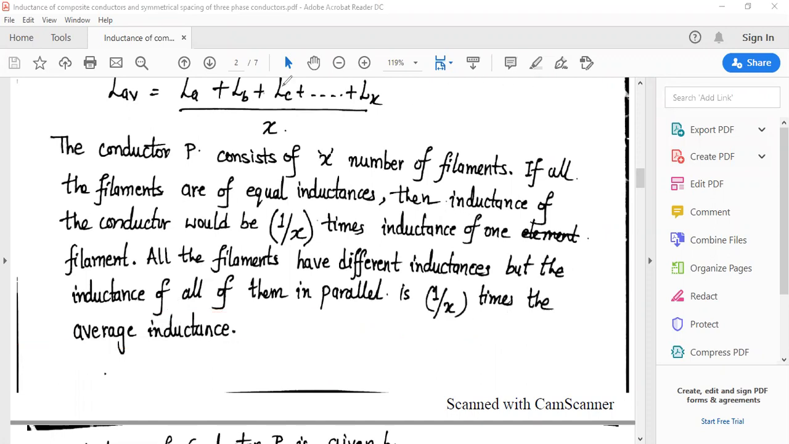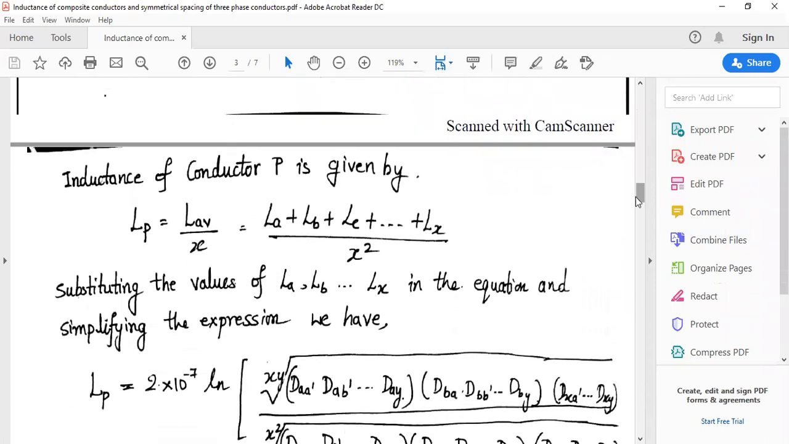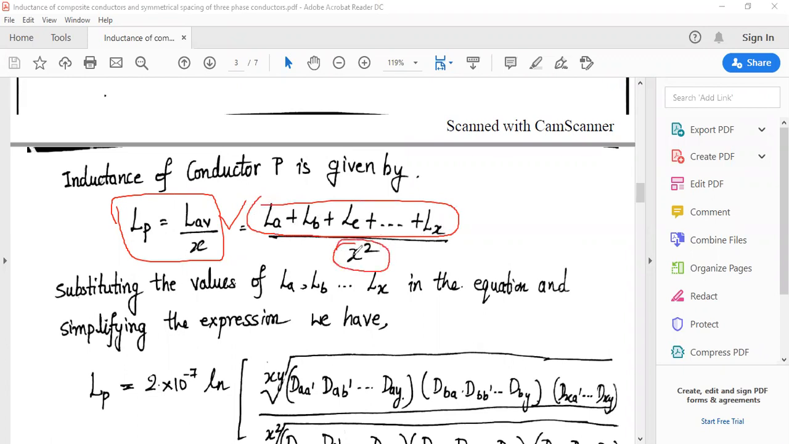Next, if I want to calculate the inductance of conductor P, I know L average. So how do I calculate LP, that is the inductance of the conductor P alone? I can write it as L average divided by X. So L average, I can write by this. Divided by X, it is already there. I can write it as the 1 by X term again. So substituting the values of LA, LB and LX in the equation, we can have this equation for LP.